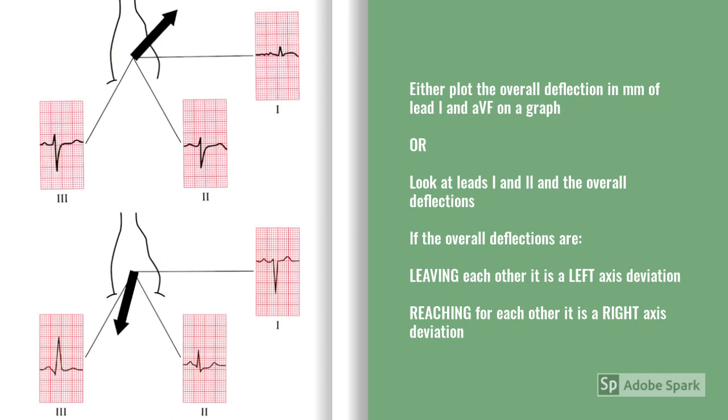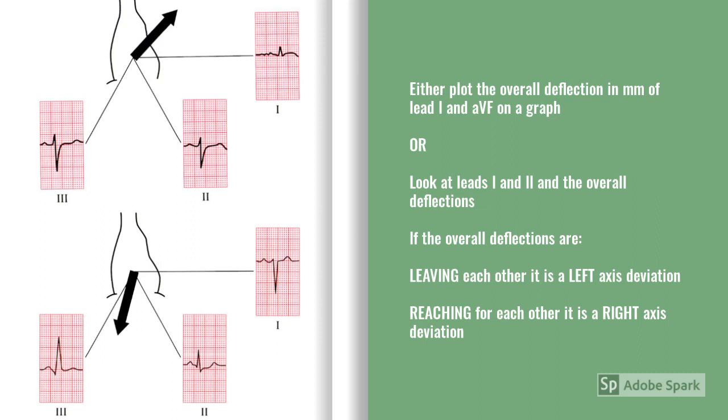So if we look at the pictures there, in the top picture, the overall deflection in lead 2 is negative. So you've got 3 millimetres of upward and maybe 10 millimetres of downward. So the overall deflection is negative in 2. And then in 1, there's an overall positive deflection, maybe 3 or 4 millimetres. So because you've got a negative deflection in 2 and a positive deflection in 1, they're going away from each other. So they're leaving each other, which would make it a left axis deviation.